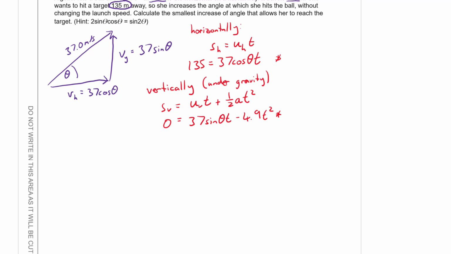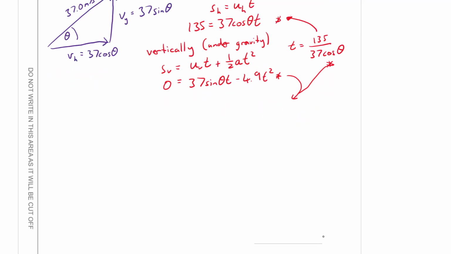So what I'm going to do is rearrange this equation over here. I want to get rid of the t's, right? So I'm going to say, well, what if t is equal to 135 over 37 cos theta? Now if that's the case, I can then introduce these two together.